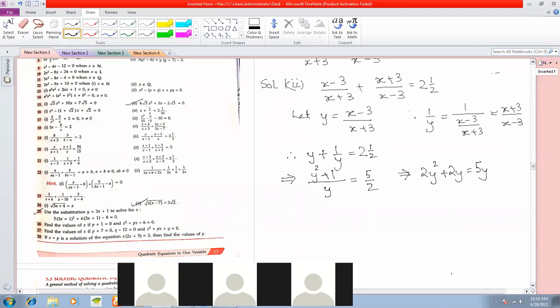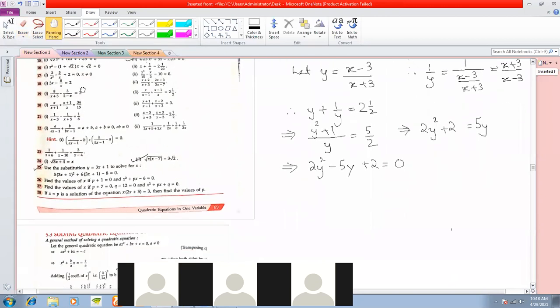Okay. And now you write this in the quadratic form, ay² + by + c form. So you take y² first, and this 5y you take on this side, it becomes -5y. And this is +2, not 2y. If you cross multiply, you get 2y² + 2, not 2y. So now you take 5y on the other side: 2y² - 5y, and you have a +2 as it is.